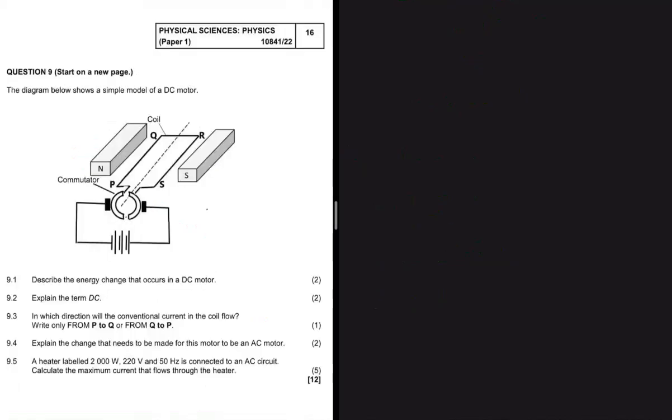Describe the energy change that occurs in a DC motor. So for all motors, we have electrical energy to mechanical energy as our energy convention. And for all generators, it is the other way around. We have mechanical energy to electrical energy. So since here we have a DC motor, our answer is electrical energy to mechanical energy.